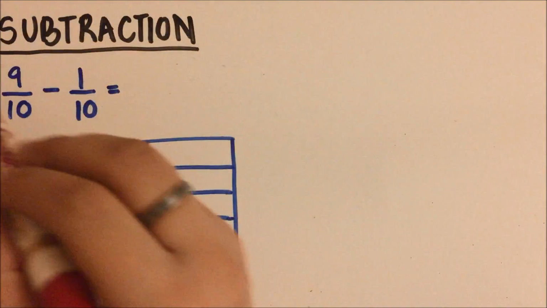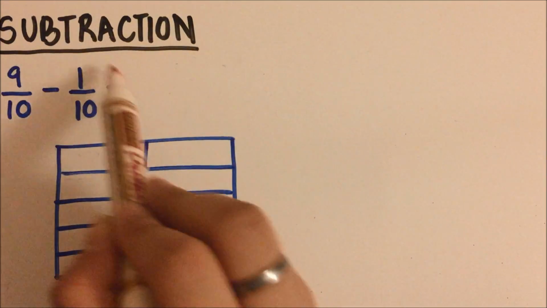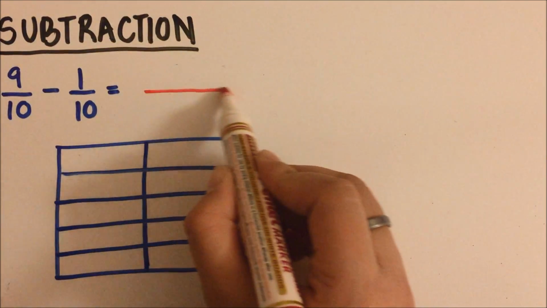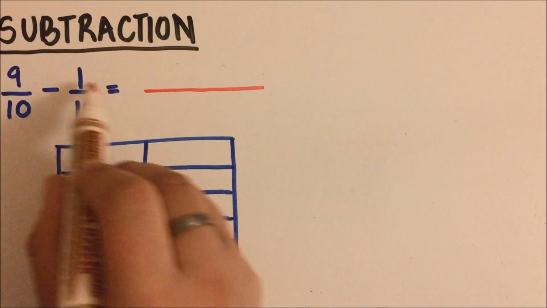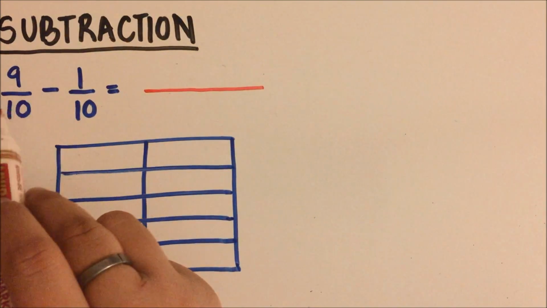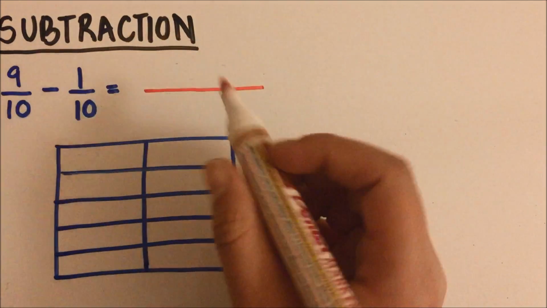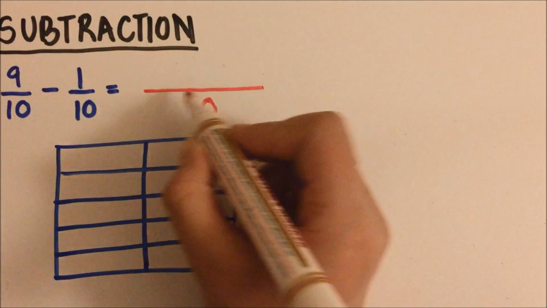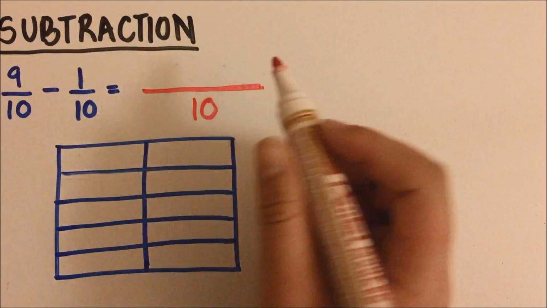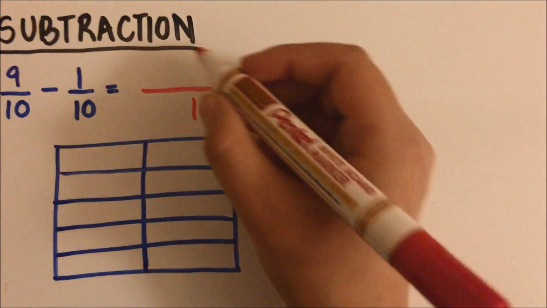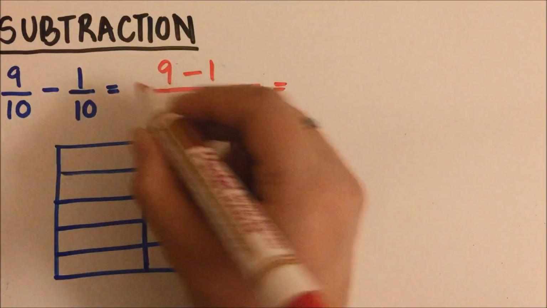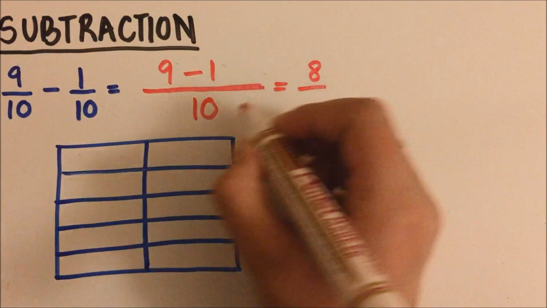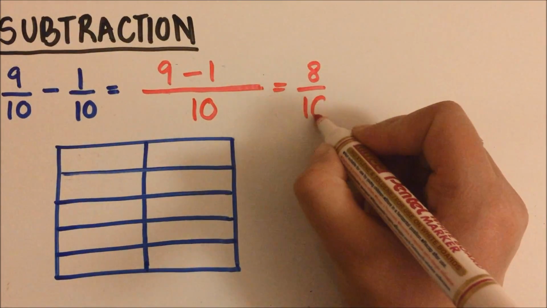Subtraction works in a really similar way to addition, because in subtraction as well, we want the denominators to be the same. But in this case, the denominators are already the same. They're both 10. So we write down 10, then we make a big line above it, and we write down the numerators just as they are. So it's 9 minus 1, which gives us 8. And the denominator stays the same, so it's 8 out of 10.